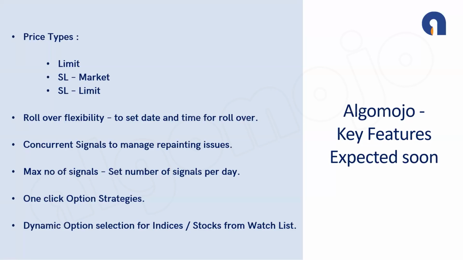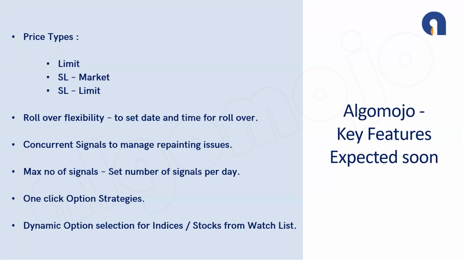The other thing is the maximum number of signals that you want to handle per day. Suppose you say, I don't want to take more than 10 signals in the day. It could be 10, 5, 20, whatever is your requirement. You can set that. If it goes beyond the set limit, it will stop the strategy and not execute new orders for you.